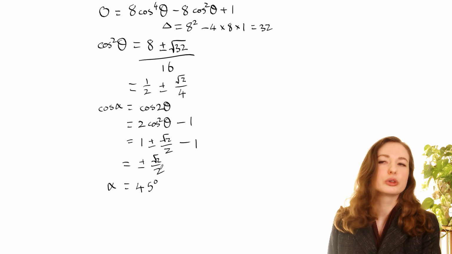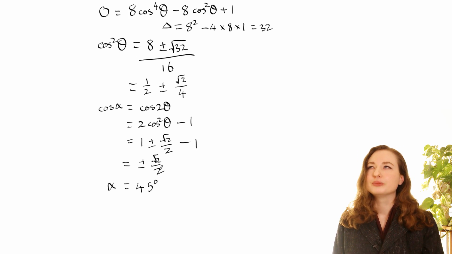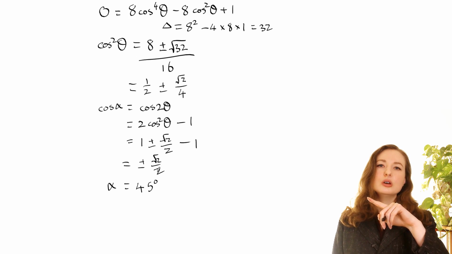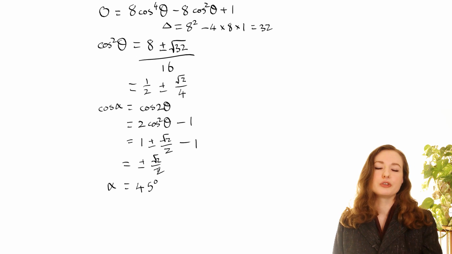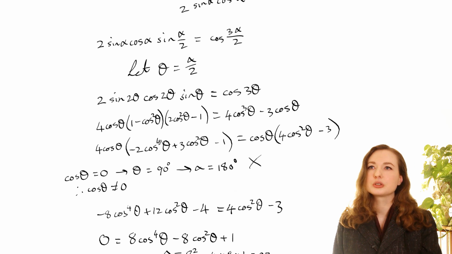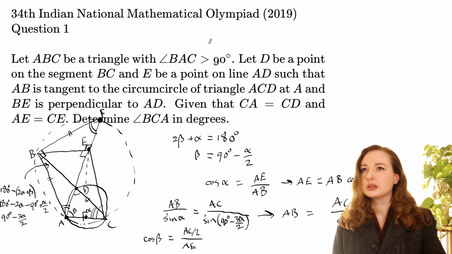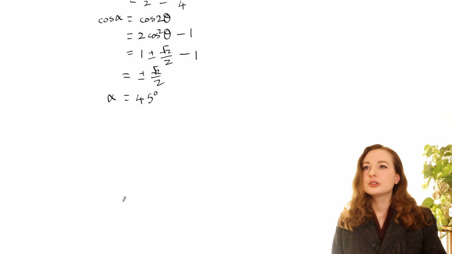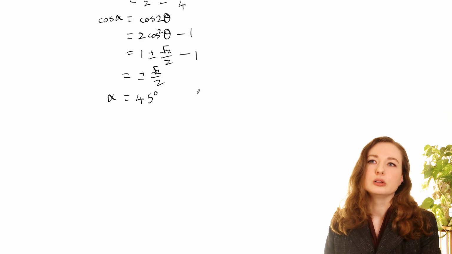You can ignore the negative solution, because alpha is not going to be obtuse. So we're not expecting things like 135 degrees as solutions, because it said that angle BAC has to be obtuse. So alpha is going to be acute. So probably in the proof, I would do a little explanation here that alpha's between those.